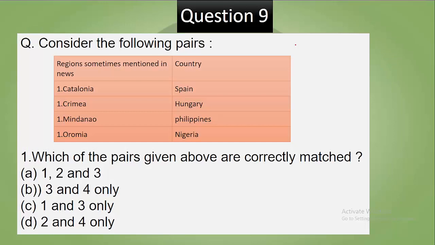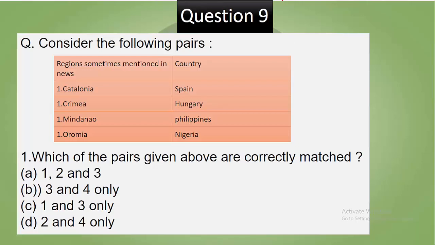Question number 9. Consider the following pairs: Catalonia, Spain; Crimea, Hungary; Mindanao, Philippines; Oromia, Nigeria. Which of the following pairs given are correctly matched? Pause the video, try to answer.